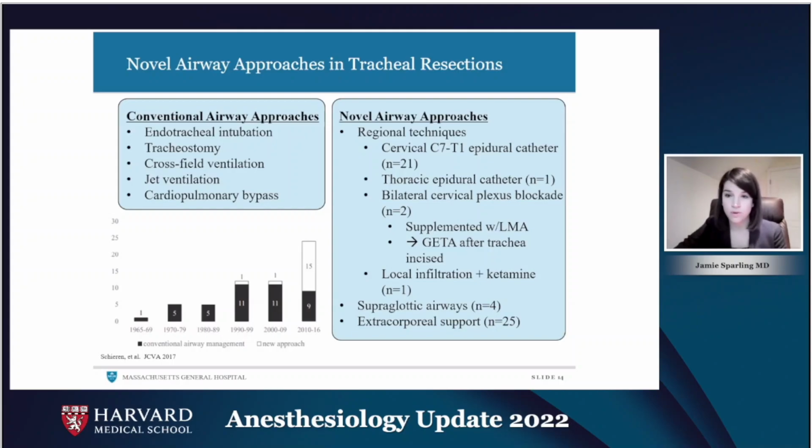There were a number of novel airway techniques described. Several of these were regional techniques with cervical epidural catheters, thoracic epidural catheters, bilateral cervical plexus blockade, or local infiltration. Each of these, however, was supplemented with IV anesthesia and/or analgesia, and many of them converted over either to a supraglottic airway technique or to cross-field ventilation once the tracheal incision had occurred. There have, however, been several reports of supraglottic airways used as the sole mode throughout the surgery.